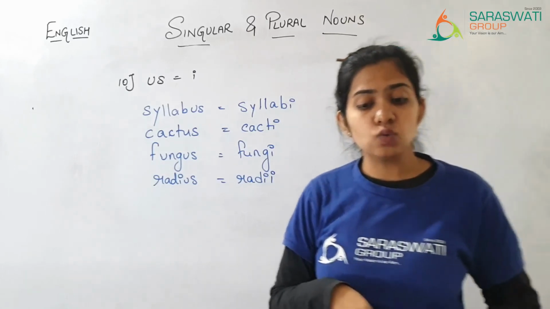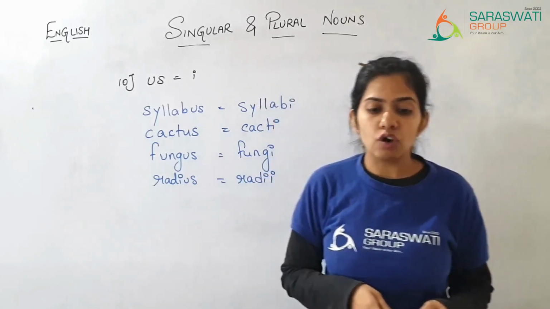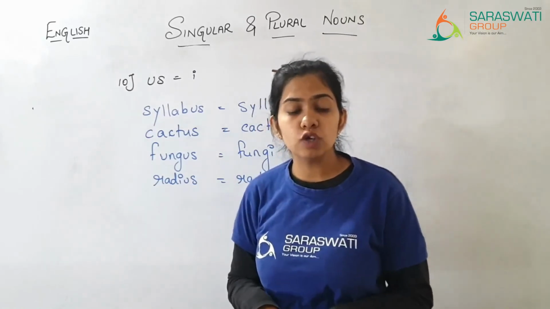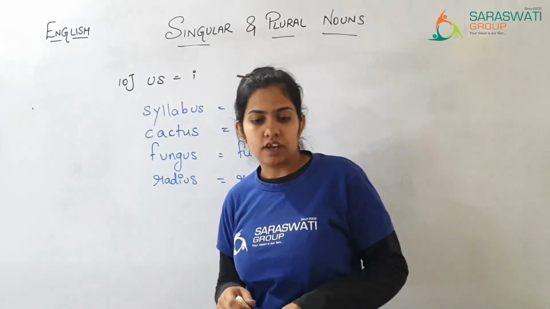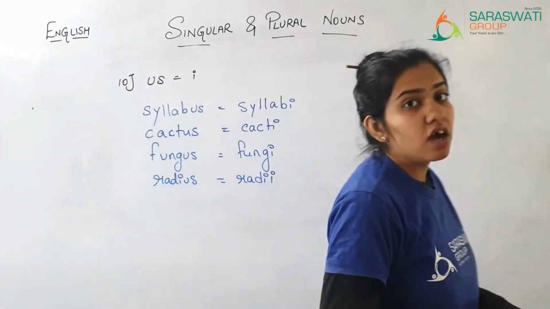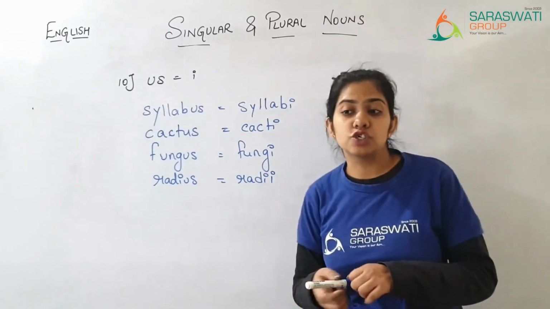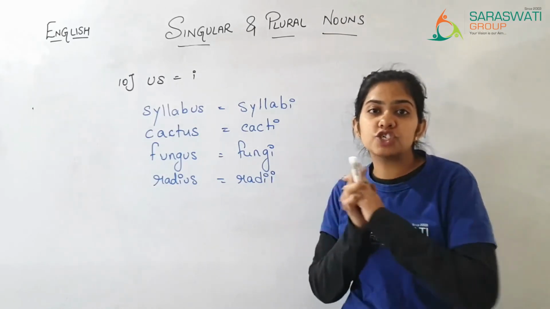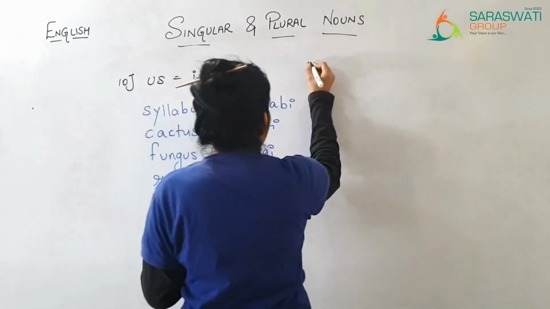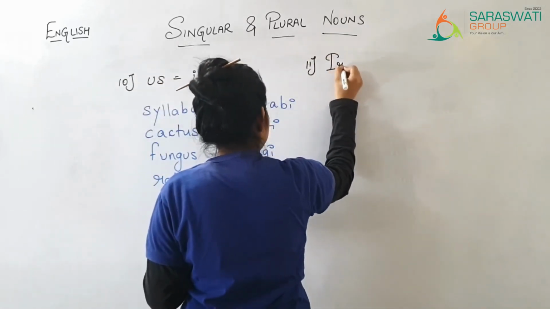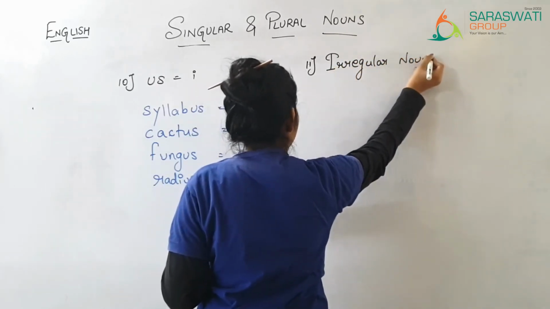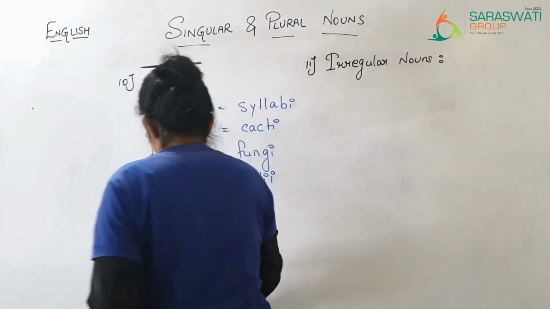Now comes our next rule, that is irregular nouns. Means they do not follow any kind of rules. Irregular nouns are nouns that do not follow any rules, right? By changing the internal vowel of the singular noun, they change the whole word. The 11th rule, that is irregular nouns.